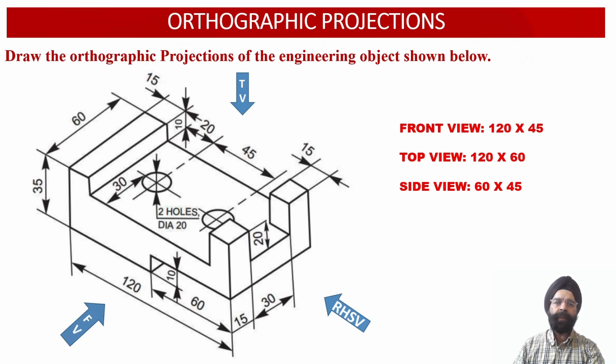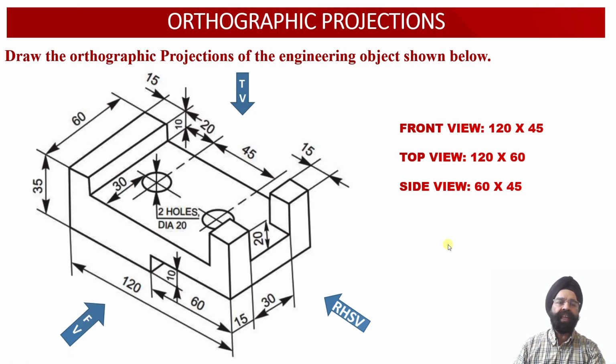Now here we have been provided with a 3D isometric projection of an engineering object into which the front face, the right hand side view face and the top view face of the object have been combined into a single 3D isometric projection over here.